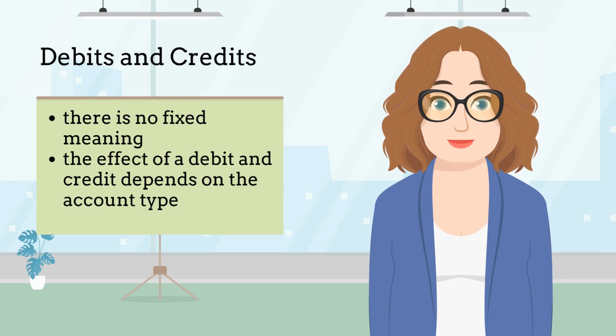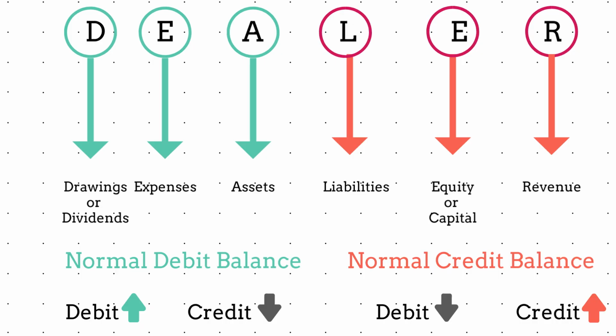For example, a debit to a cash account increases the balance, while a credit to a cash account decreases the balance. On the other hand, a debit to a liability account decreases the balance, while a credit to a liability account increases the balance.